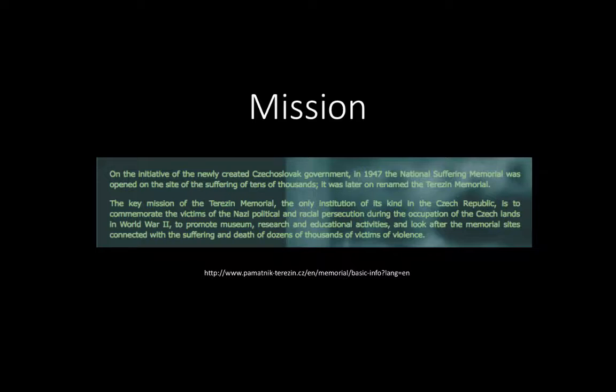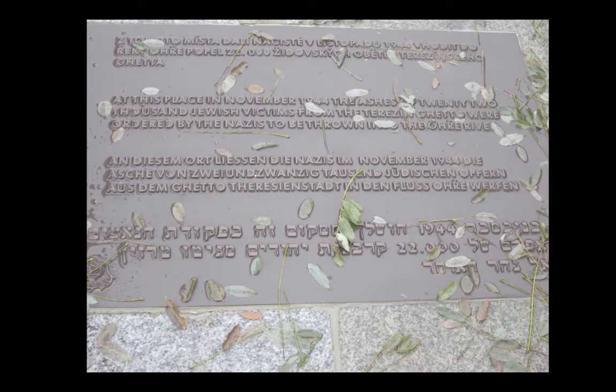And when I'm looking at memorial sites, I generally look for the mission. And so on the Terezin Memorial site, it was very easy to find their mission. And here you can see the key mission is to commemorate the victims and the racial persecution that they endured, the suffering and death of dozens of thousands of victims of violence. So you can see here, this explains a little bit more about what the memorial was built to memorialize.